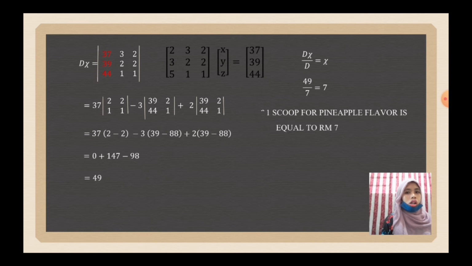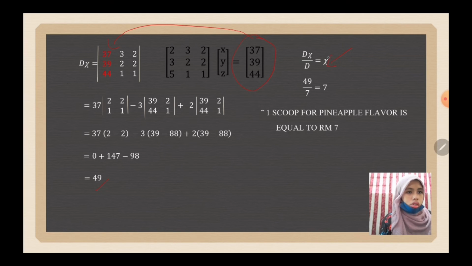So to get the X, we need to use the answer of the matrix that we got and substitute it into the first column. After we calculate it, we will get dx equal to 49. So we need x because x represents the pineapple flavor. To get x, we need to determine d, and use dx divided by d.